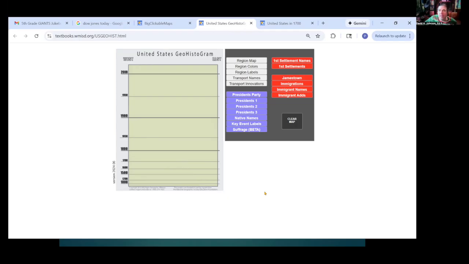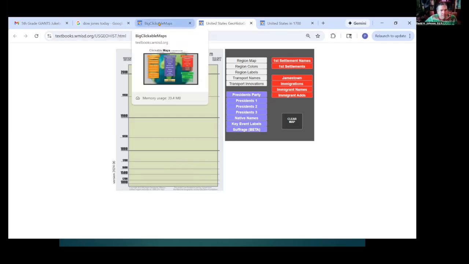So if you have any ideas or suggestions for some fifth grade specific items or pieces that we might put onto the US geohistogram, we're always game for taking a look.